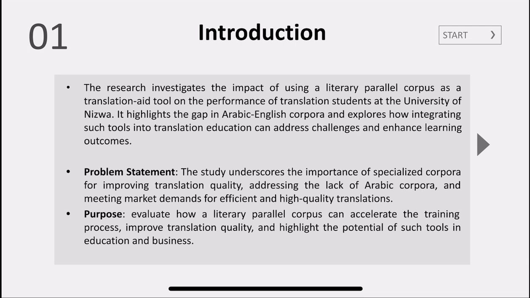Now, the problem statement of the study underscores the importance of specialized corpora to improve translation quality, address the lack of Arabic corpora, and meet market demands for effective and high-quality translations. The purpose is to evaluate how literary parallel corpus can speed up the training process, improve the translation quality, and highlight the potential of such tools in education, business, and training generally.